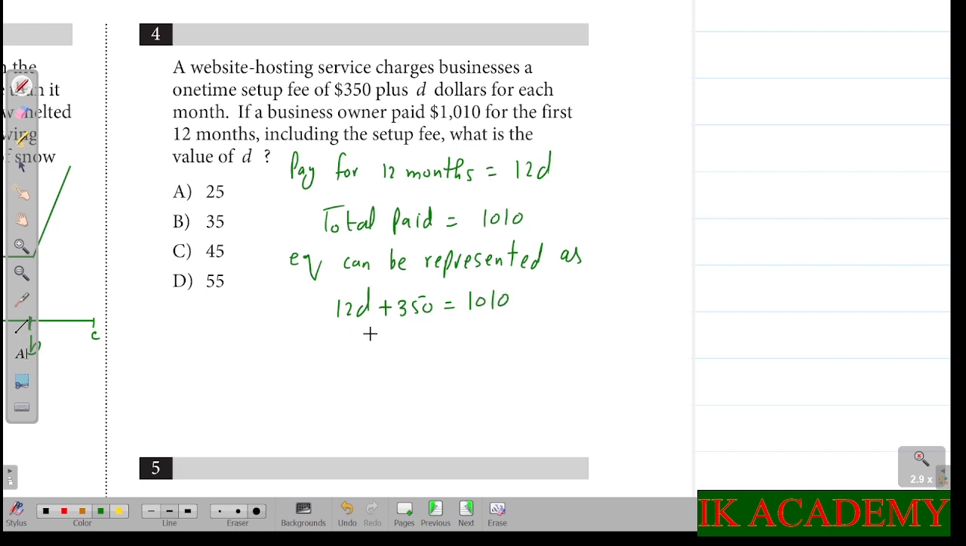So from here we can solve for D. 12D is equal to 1010 minus 350, which is equal to 660, and D is equal to 660 divided by 12, which is equal to 55. So each month he has to pay $55, and that's the correct answer, option D.